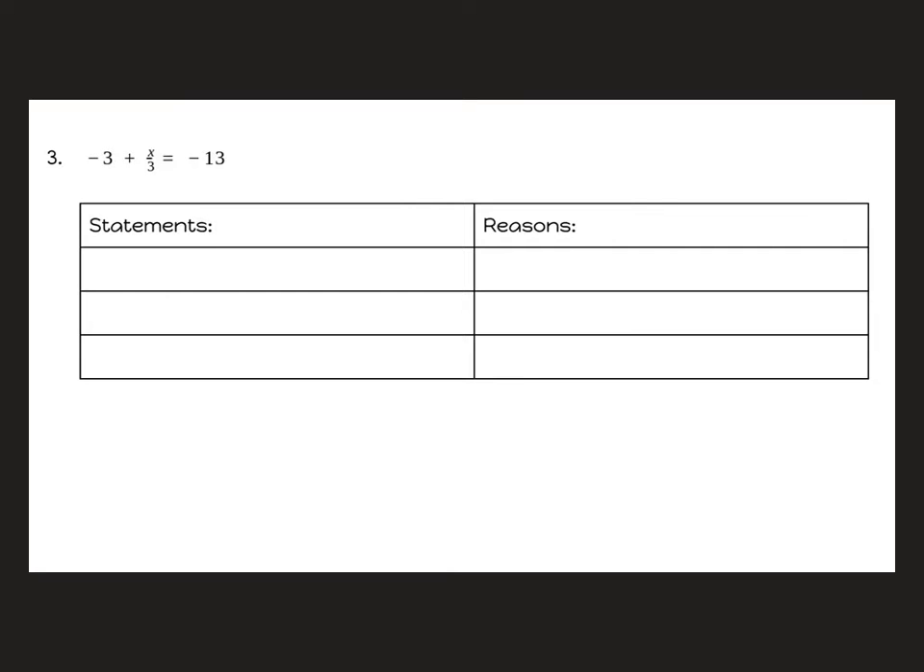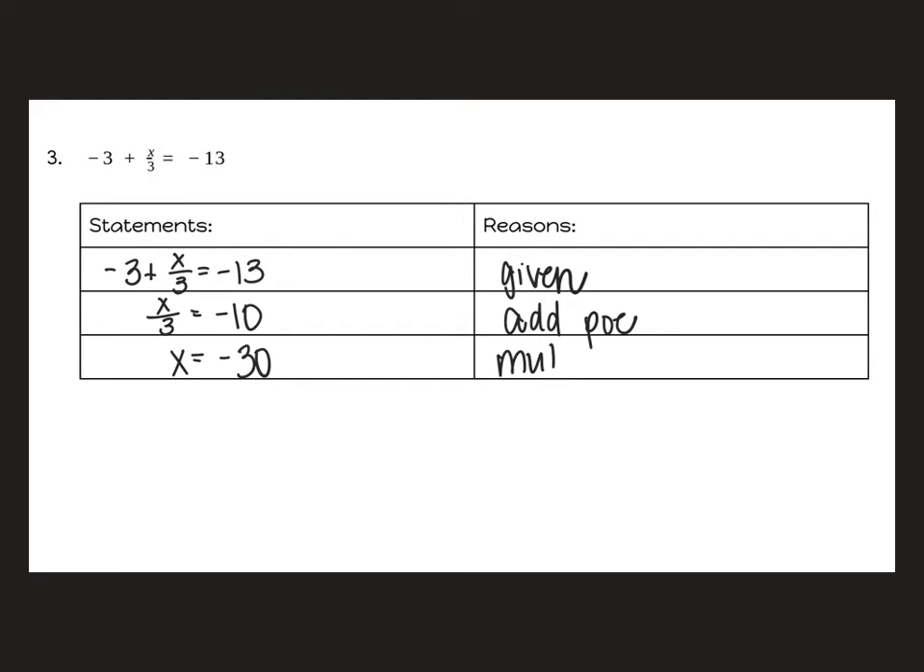In this final proof, we start the exact same way, so we write what they gave us under the first statement. The first reason is given. If we were going to solve this, we would add 3 to both sides. I would be left with -10. That's addition property of equality. To finish solving, since I have x divided by 3, the opposite would be to multiply both sides by 3. So x equals -30, and that's multiplication property of equality.